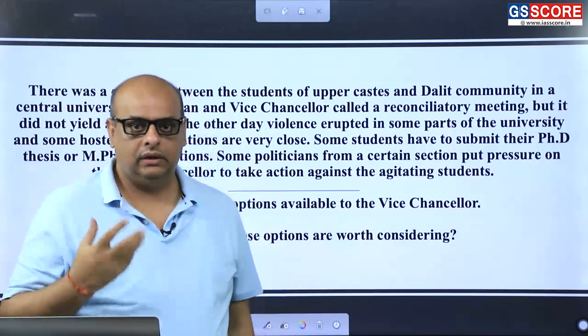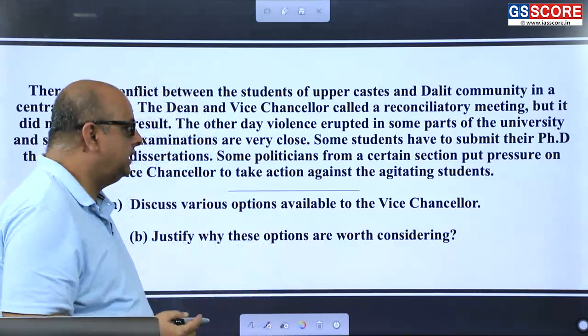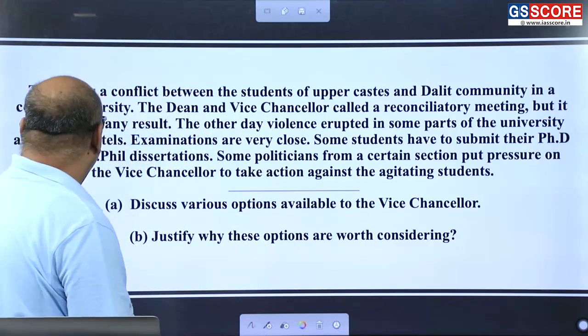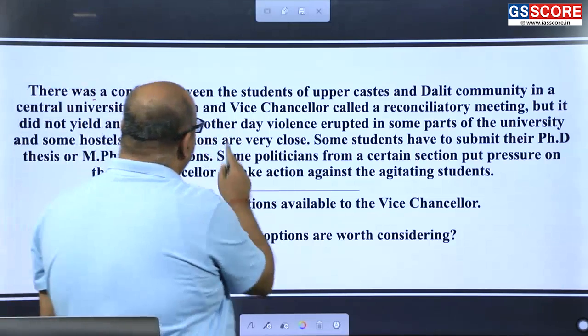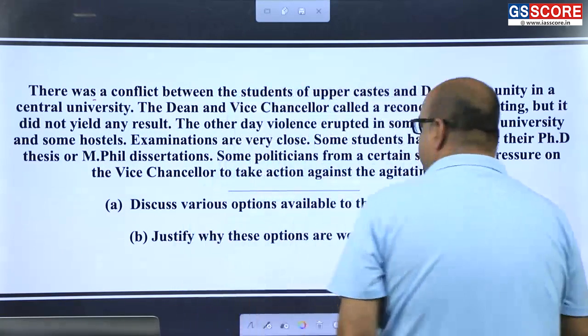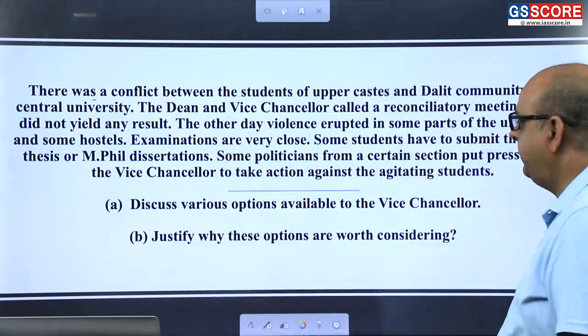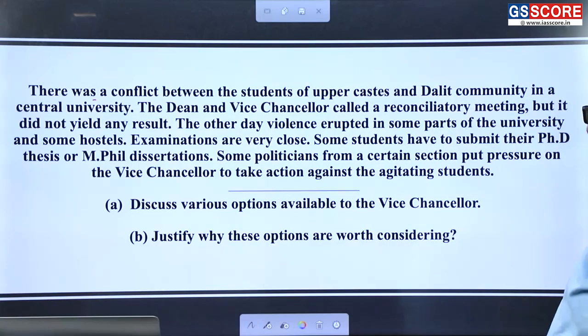And then we'll try to understand what simply means the case study approach. So it says there was a conflict between the students of upper castes and Dalit community in a central university.